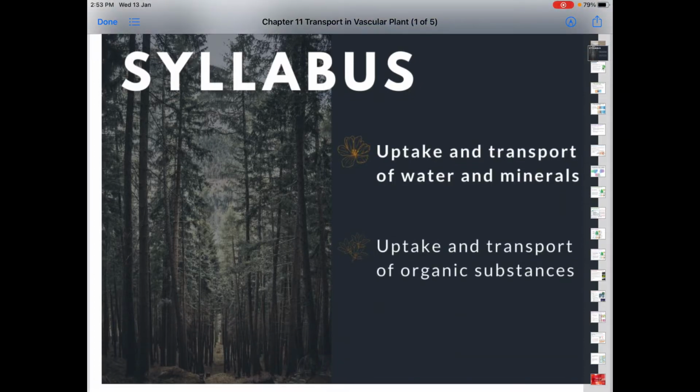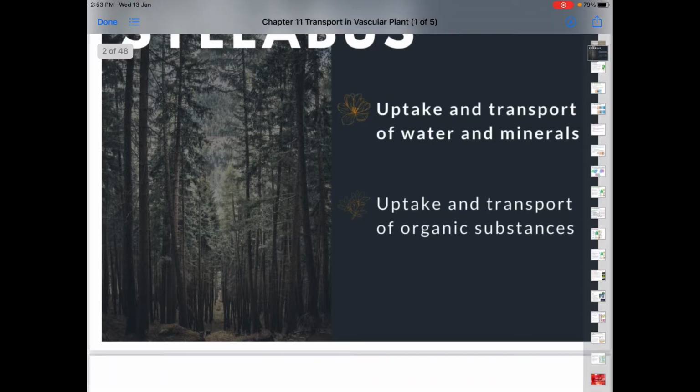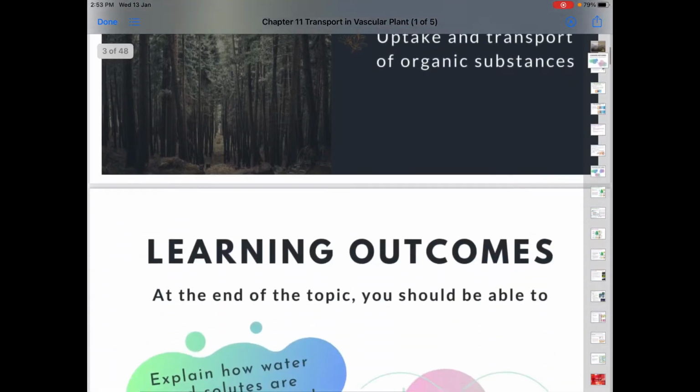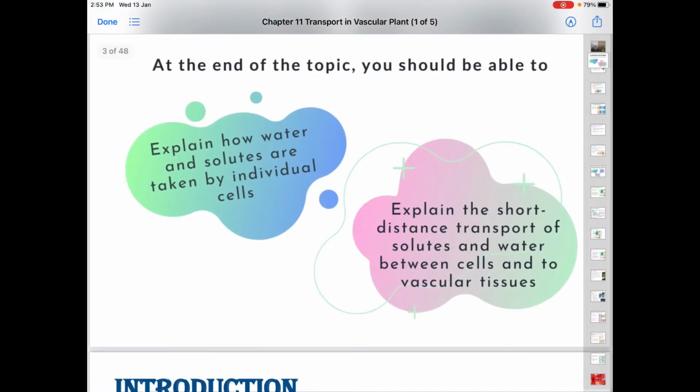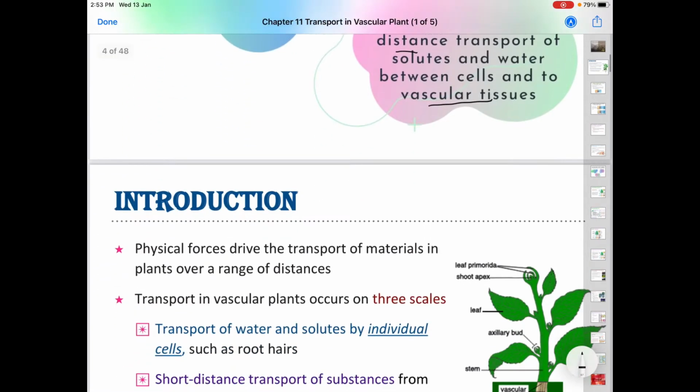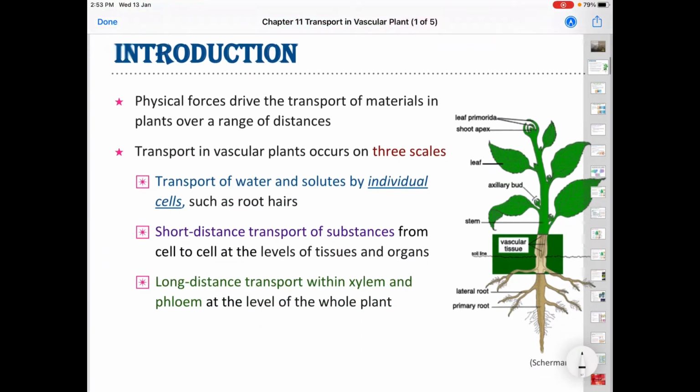So this is the learning outcome for subchapter number 1, which is you must know the uptake and transport of water and minerals and the uptake and transport of organic substance in plants. Explain how the water and solids are taken by individual cells, and also explain the short distance transport of solids and water between the cells and also to vascular tissues. Vascular tissue referring to the xylem and phloem.